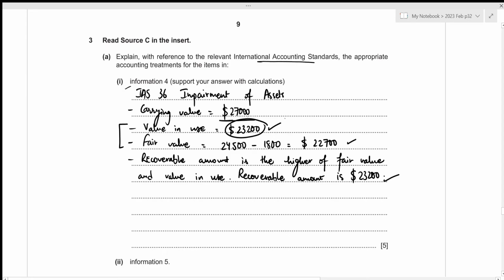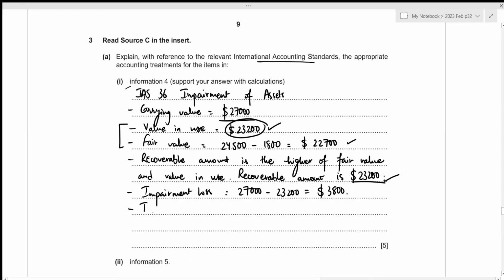Then the next step would be to compare the recoverable amount of 23,200 to the carrying value of 27,000. So we see whether the recoverable amount is less than the carrying value, and in this case it is definitely lower than the carrying value, right? And whenever that's the case, there will be impairment loss. So the impairment loss is just going to be the difference between the carrying value and our recoverable amount. That is going to be 27,000 minus 23,200, which results in 3,800. So this is the impairment loss, and now this should be recognized in the statement of profit or loss.